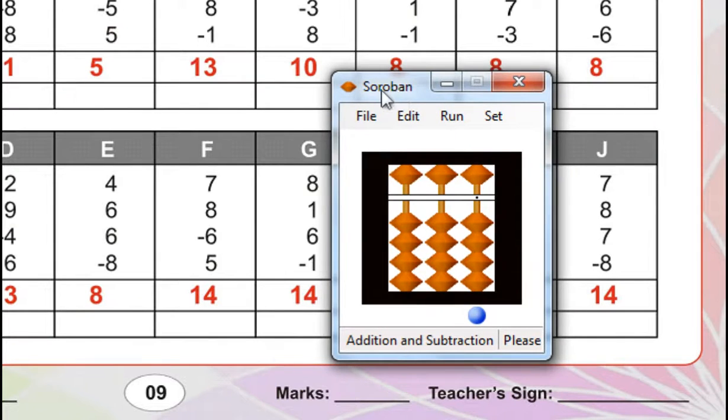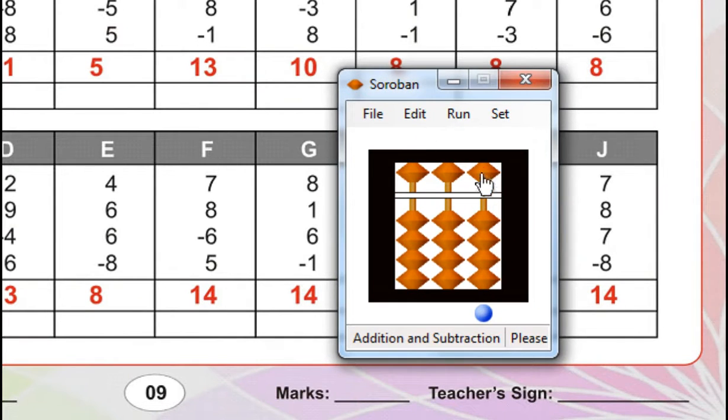Next, 7 plus 8, for that plus 10 minus 2 plus 7, for that plus 10 minus 3, for that minus 3 minus 5 plus 2 minus 8, for that minus 10 plus 2. Answer is 14.